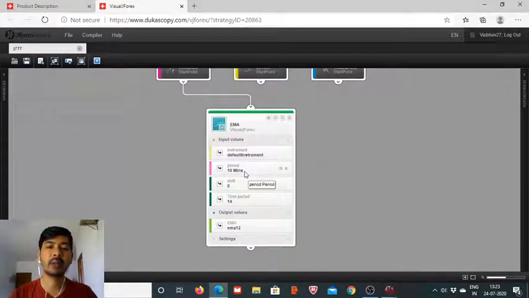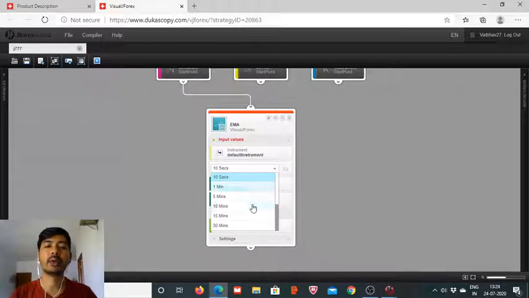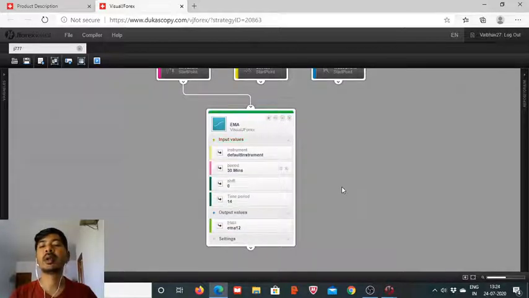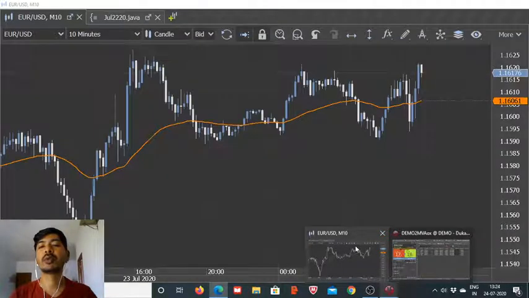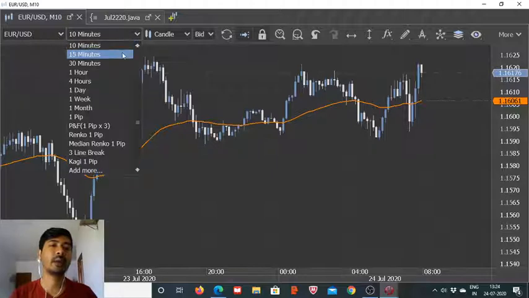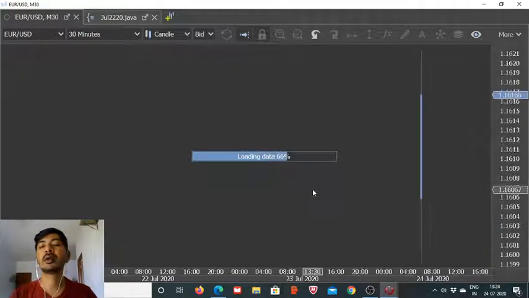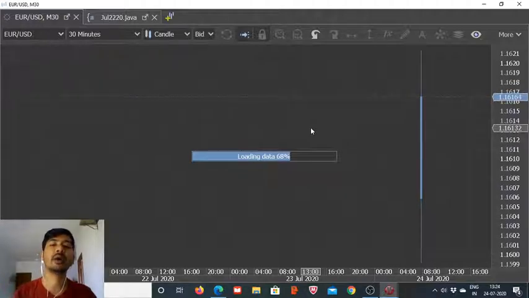So this is 10 minutes, and if you want to use it on a different time frame, all you have to do is change this to whichever time frame you want to use. 30 minutes, we have defined time period at 14. So if we want to use the same time frame and the input parameters, to make our understanding clearer, we have to plot the same indicator with the same input parameters on the chart so that we are able to derive the necessary clarity of mind.